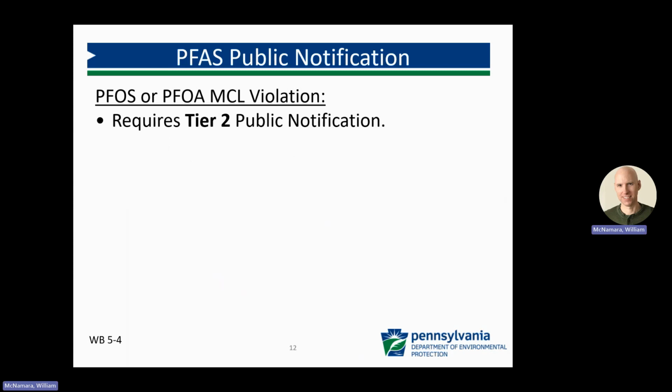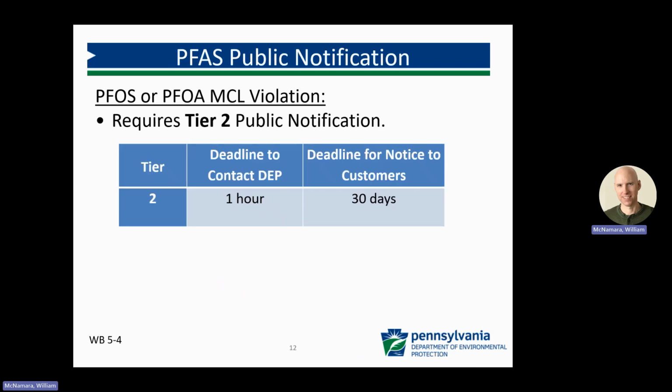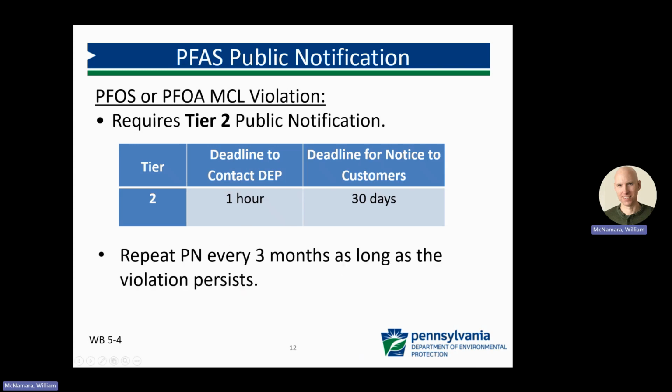Now that we've reviewed the public notification basics, let's look at PFAS specific public notification. So PFOS and PFOA MCL violations, they require Tier 2 public notification. Remember, more of a chronic health effects problem. So as we reviewed just a moment ago, for Tier 2 PN, you should notify your customers as soon as possible, but no later than 30 days from when you become aware of the situation. And you have 1 hour to contact DEP as shown in the second column here. Now, you would repeat that public notification every 3 months as long as the violation persists.